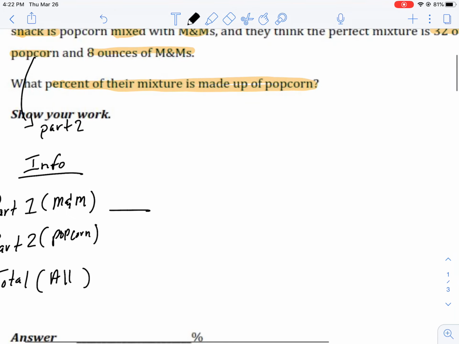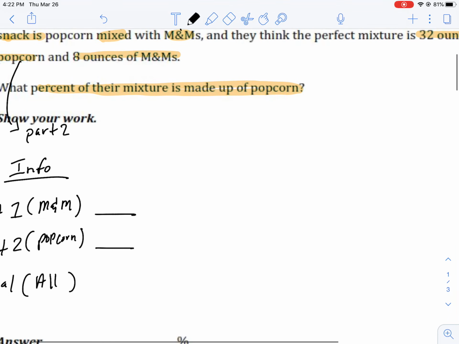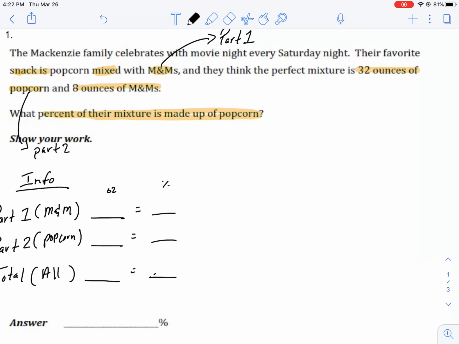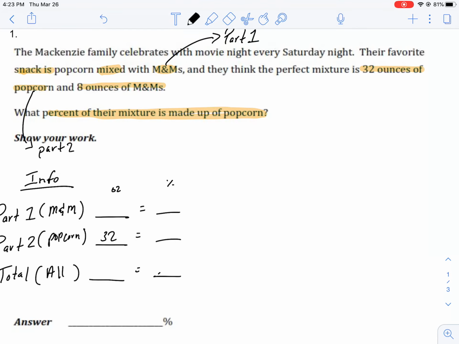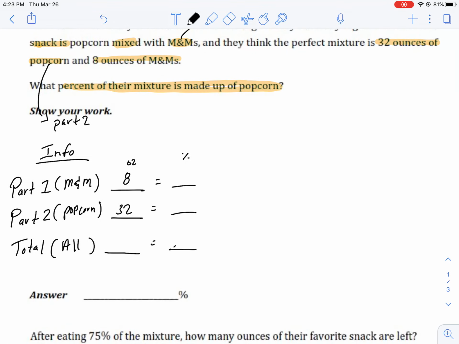We know that we're comparing ounces. So we have ounces. And we're going to set them equal to what their corresponding percentages are. So as of right now, we know that 32 ounces of popcorn. So we have 32 ounces of popcorn. We have 8 ounces of M&Ms. And so we know that our total number of ounces is 40 ounces in total.